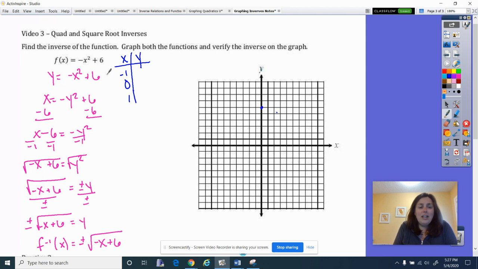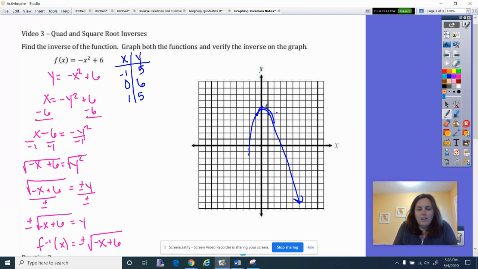So when I plug in negative 1, I have negative 1 squared is 1. The opposite of that is negative 1. Negative 1 plus 6 is 5. Here, when I plug in 1, 1 squared is 1. The opposite of that is negative 1, plus 6 is 5. And we had 0, 6. So this is what my parabola looks like here.